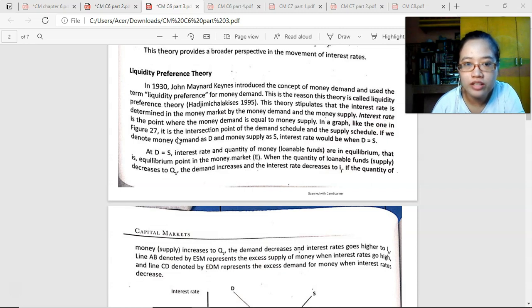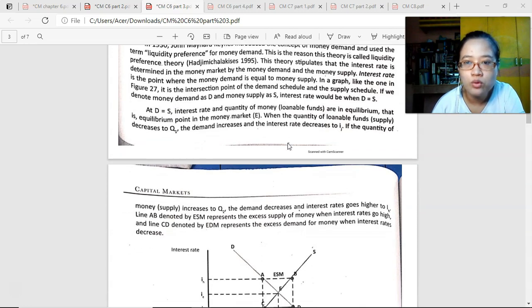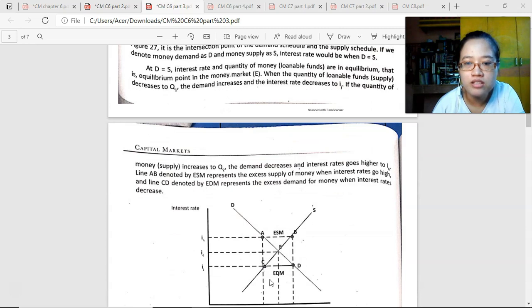In a graph like the one in figure 27, the interest rate is the intersection point ng demand and supply schedule. If we denote money demand as D and money supply as S, interest rate would be when demand is equal to the supply. This is equilibrium, okay? At D equals S, interest rate and quantity of money are in equilibrium. That is the equilibrium point in the money market.